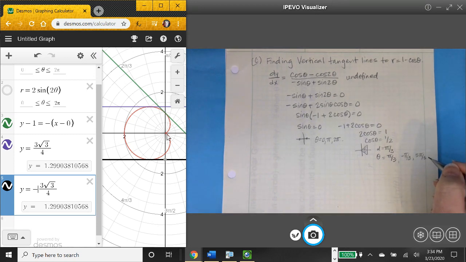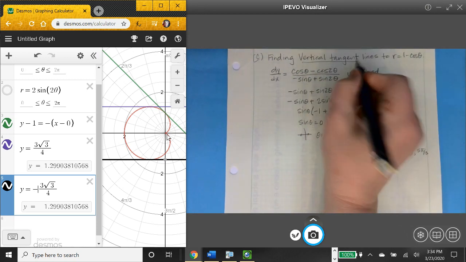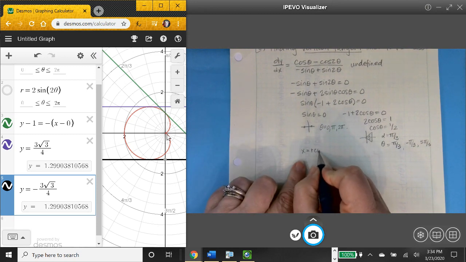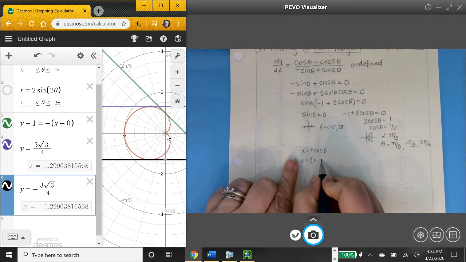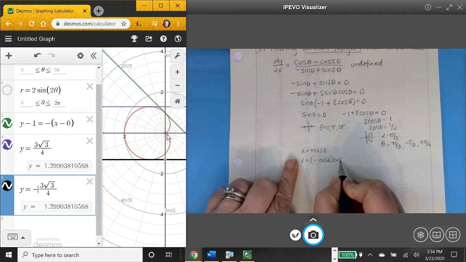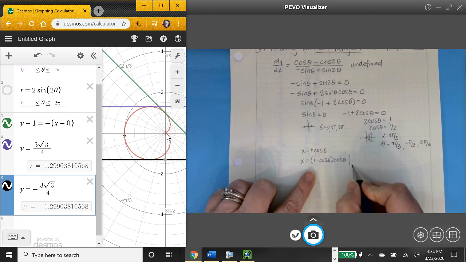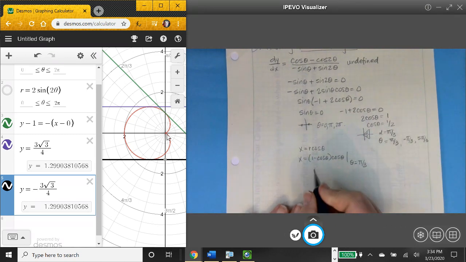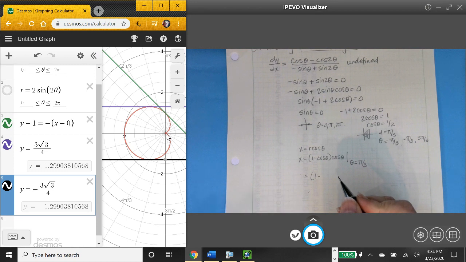Okay? So let's find out what the equations are for vertical tangent lines. Right now, vertical tangent lines are always x equals. And we know that x happens to be r cosine theta, where r is equal to 1 minus cosine theta times cosine theta. And we're going to go such that theta equals pi over 3. So what happens when I let theta equal pi over 3? We get 1 minus 1/2 times the cosine of pi over 3, which is 1/2. So this is going to be 1/2 times 1/2, which is 1/4.